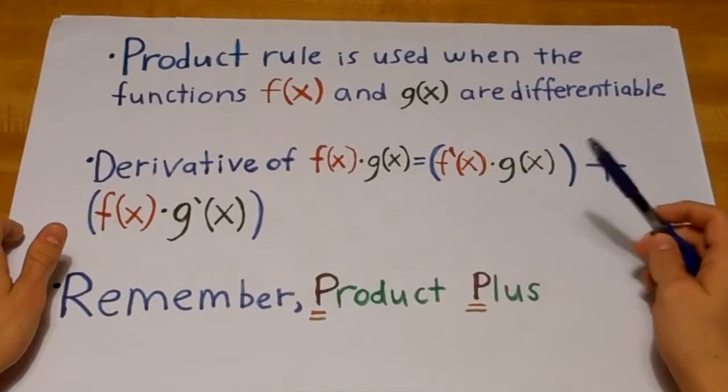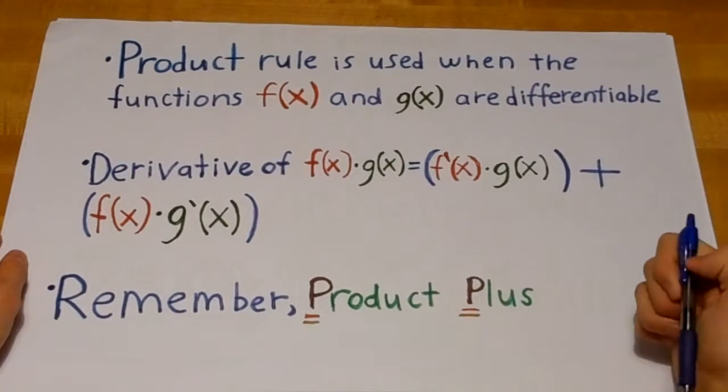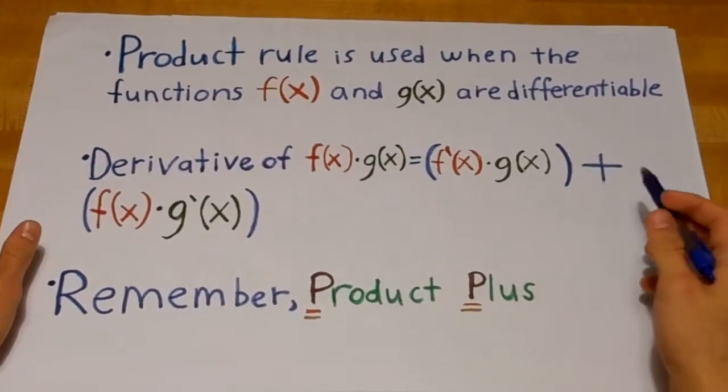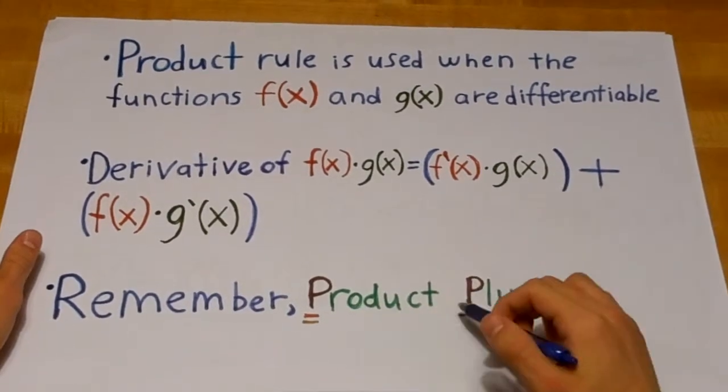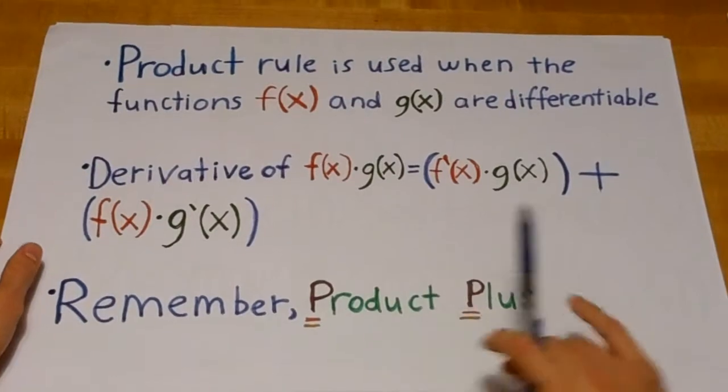Now, if you'll remember, Mr. Lloyd taught us the mnemonic device low-de-high minus high-de-low for quotient rule. There isn't as good a one of those for product rule, but I thought maybe product plus. Product rule has a plus sign in it, so just remember PP.